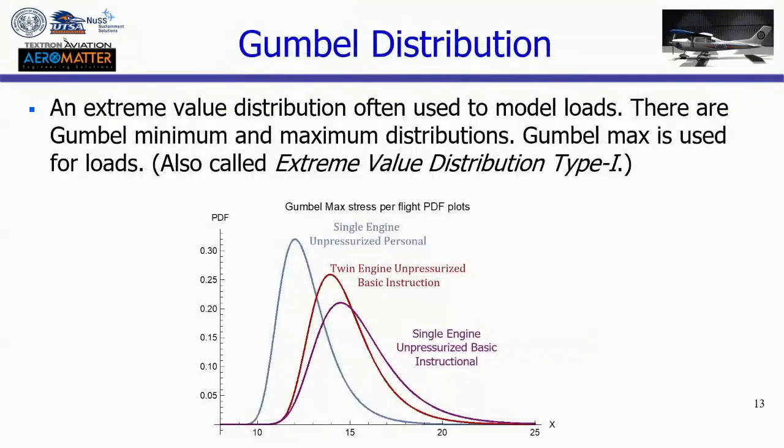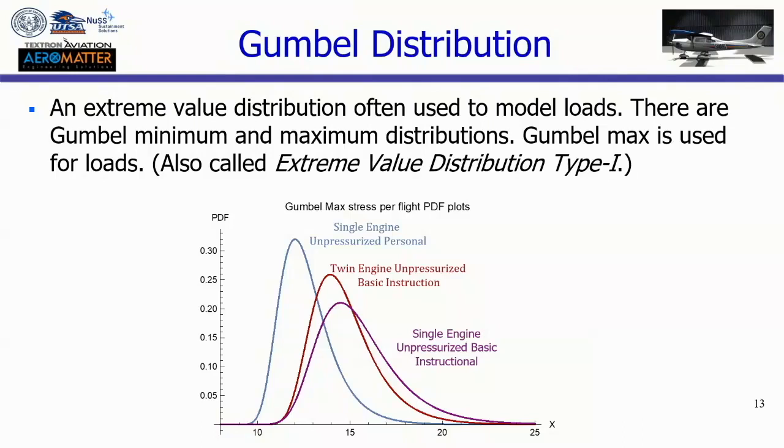Last, I'll just go over the Gumbel distribution. So this is an extreme value distribution, which means if you had measured loads throughout flights for several flights, and then you took a distribution of what was the maximum load on each of those flights, you would end up with an extreme value distribution. You can have either a maximum extreme value or a minimum extreme value.